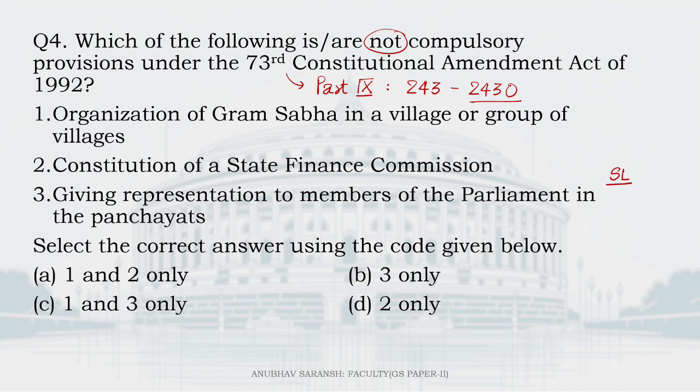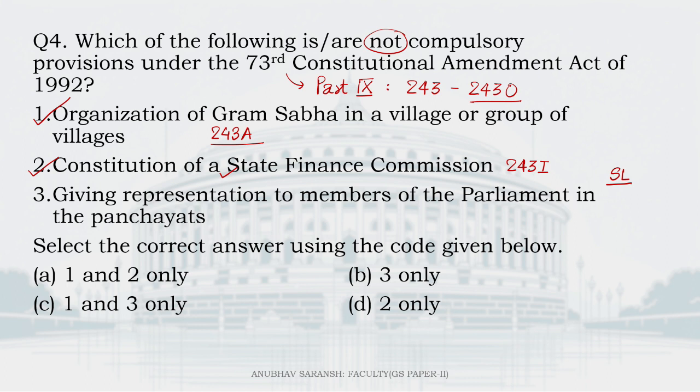So organization of Gram Sabha is a mandatory provision. We have it under Article 243 capital A. Now what powers will the Gram Sabha get or enjoy? That is for the respective state to decide. But formation of Gram Sabha is mandatory. Number 2, again, constituting an SFC is mandatory. This is mentioned under Article 243 capital I. Every 5 years, the governor has to constitute an SFC, a State Finance Commission. So 2 is also correct.